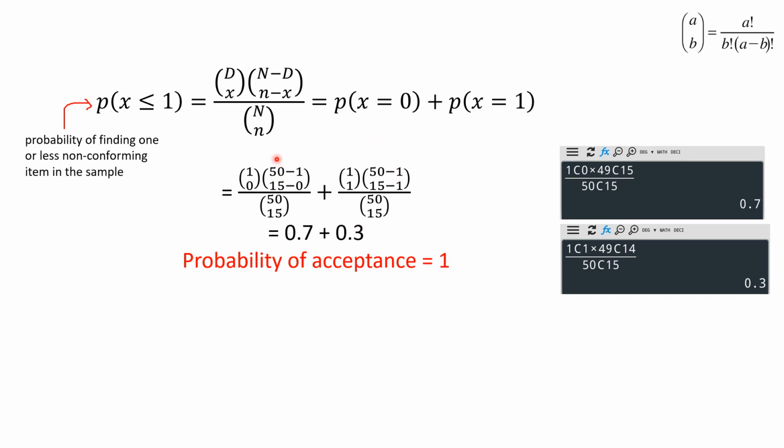And for these terms I show you the sample calculation here, and this is the screenshot of the calculator. For getting 0 defective, the probability is equal to 0.7, then for 1 defective the probability is equal to 0.3, then the probability of acceptance is equal to 1, that is the total of these, and this is our answer.